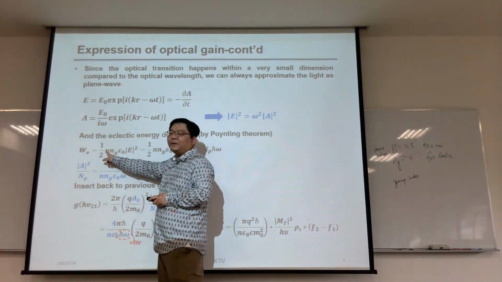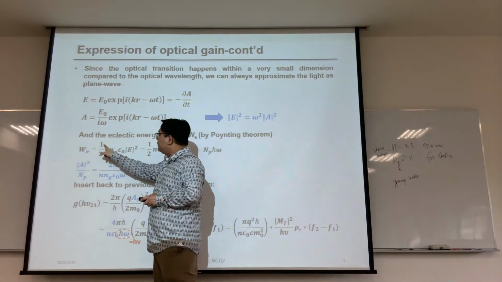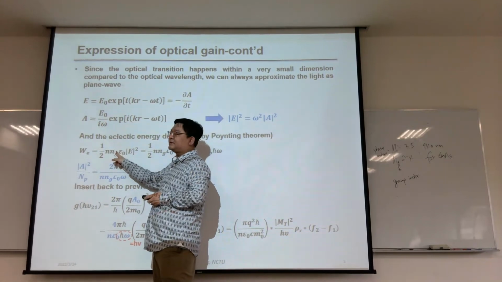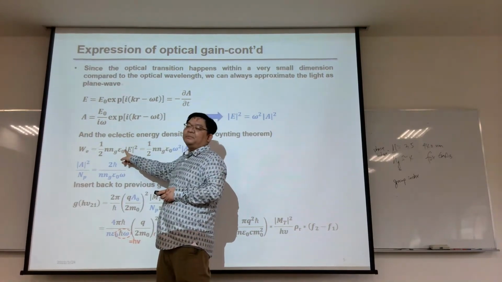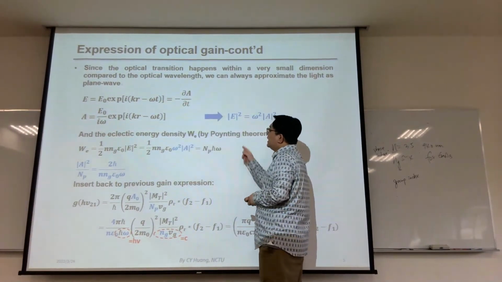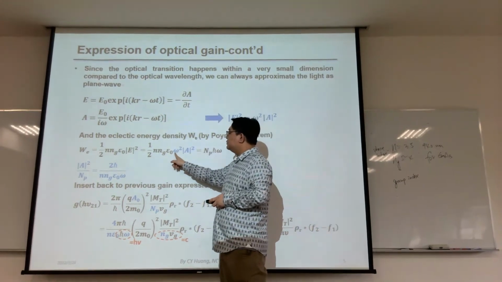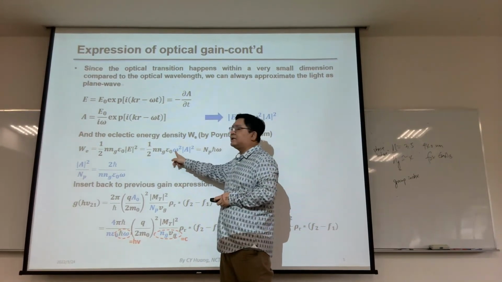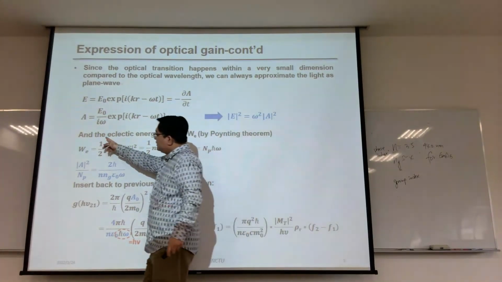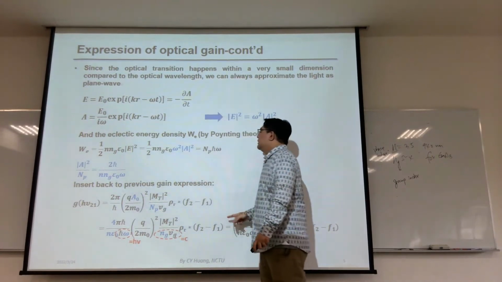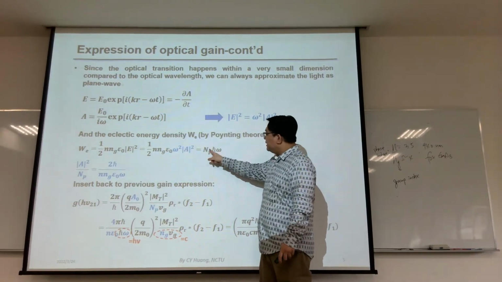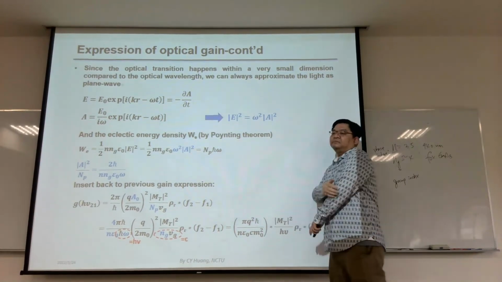Yeah, one is n, one is n_g. The optical energy density is 1/2 times refractive index times group index times epsilon 0, the vacuum permittivity, times E squared. Alright? And we know that E squared is equal to omega squared A squared. And the energy density should be counted as number of photons, so it should be N_P times h bar omega.